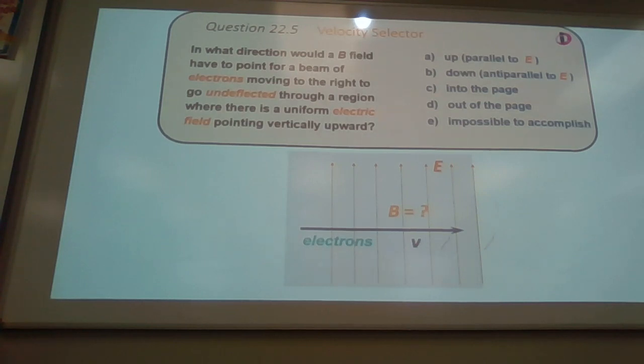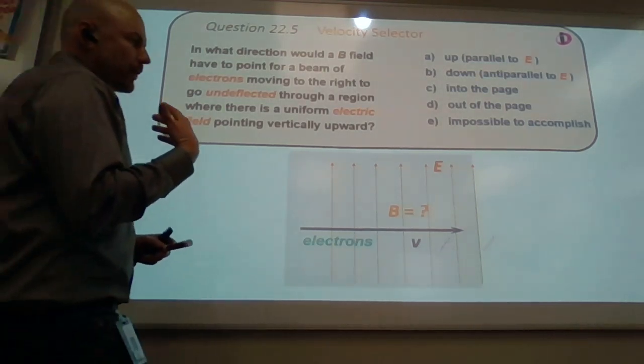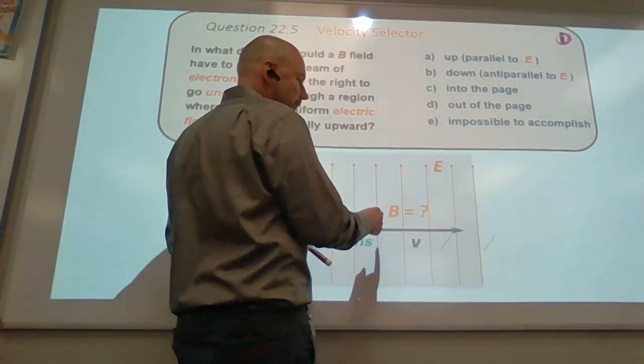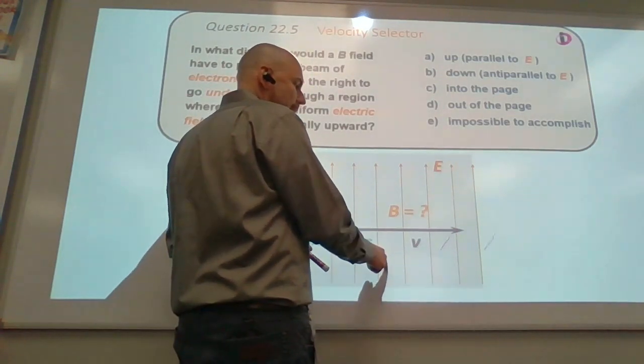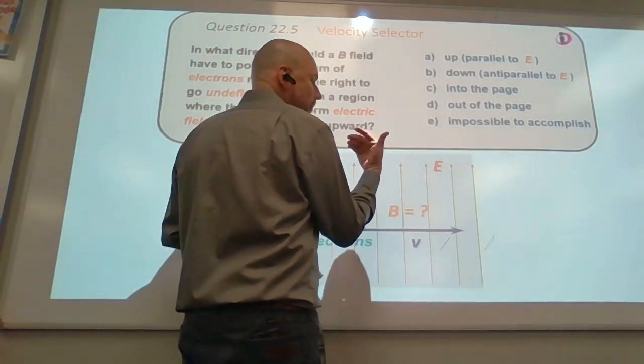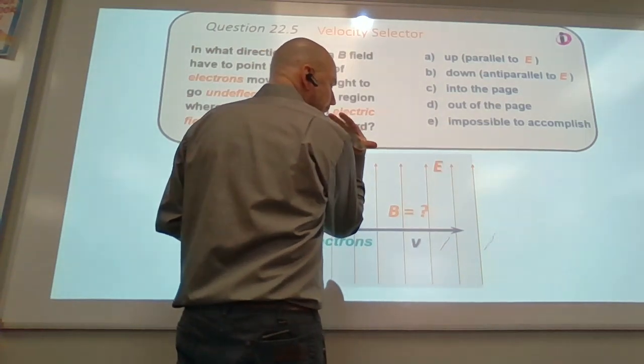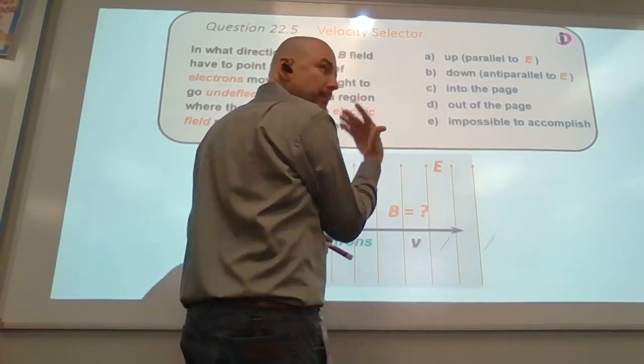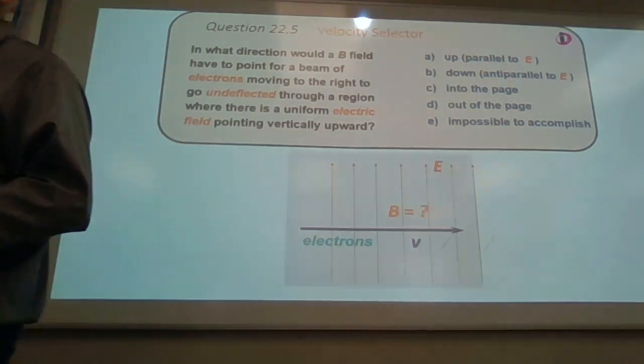Correct answer is D, out of the page. The electric force is going down, so the magnetic force has to go up. It's going to the right, negatively charged, back of the hand, out of the page.